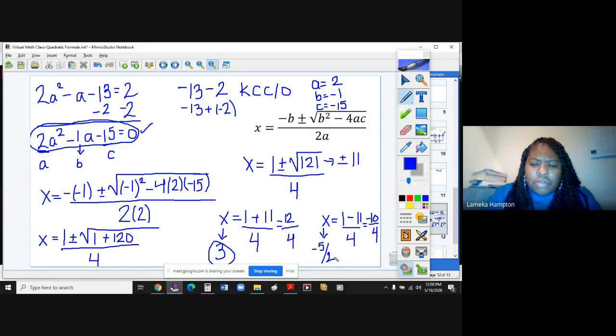So again, Miss Hampton, what does all of this mean? That means my two answers are what's circled: 3 and -5/2. Those are my answers. And that means I can put it back into the original equation, which would be this up here. And my answer should be 2.